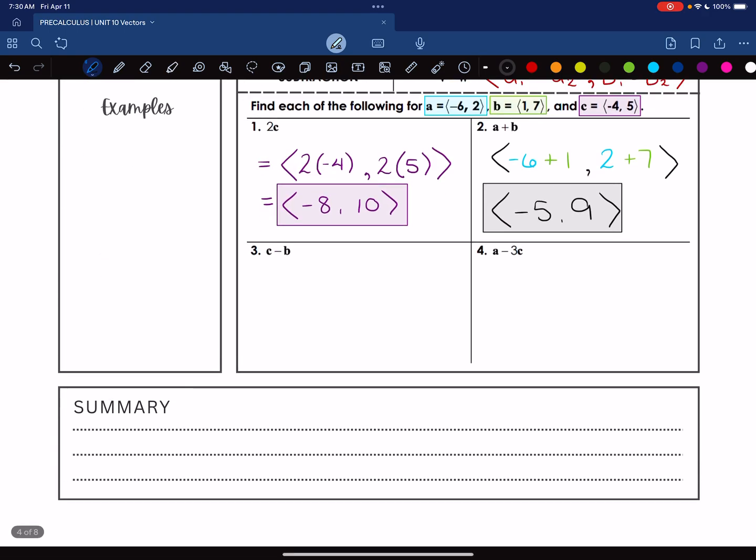Now we're going to do the difference of two vectors. So that means that we're going to be taking and subtracting. So we would take both parts of our c vector, the x and the y, the horizontal and the vertical, and we're going to subtract from them the b vector value, so that's -1 and -7. So what is the resultant? -5, -2.